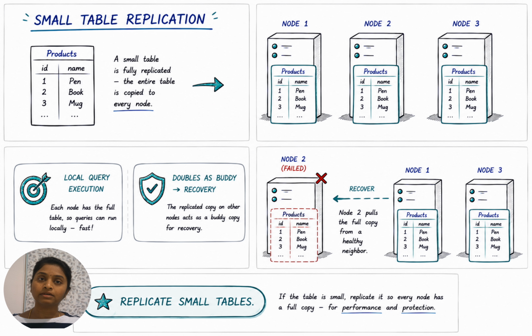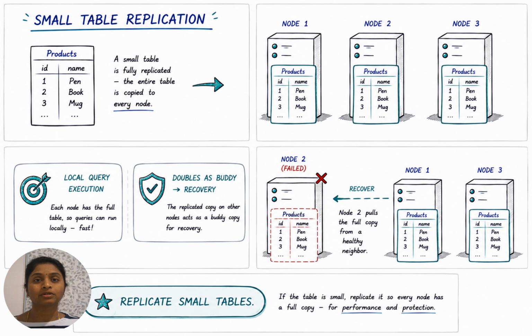And the second advantage is it doubles as your safety net, because every node already holds a full copy. So those copies act as buddies for each other. The replication is the redundancy, and a replicated table is K-safe for free. And the recovery is dead simple. Say node 2 fails and comes back online. It doesn't have to reassemble anything from scattered pieces. It just pulls the full products table from a healthy neighbor and it's whole again. One clean copy and you're done.